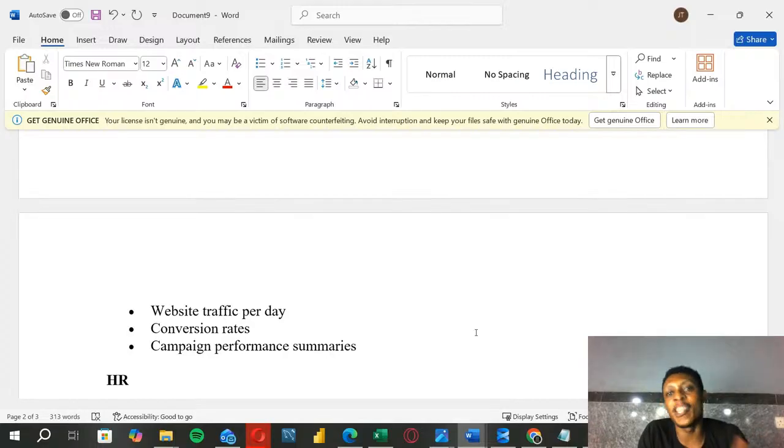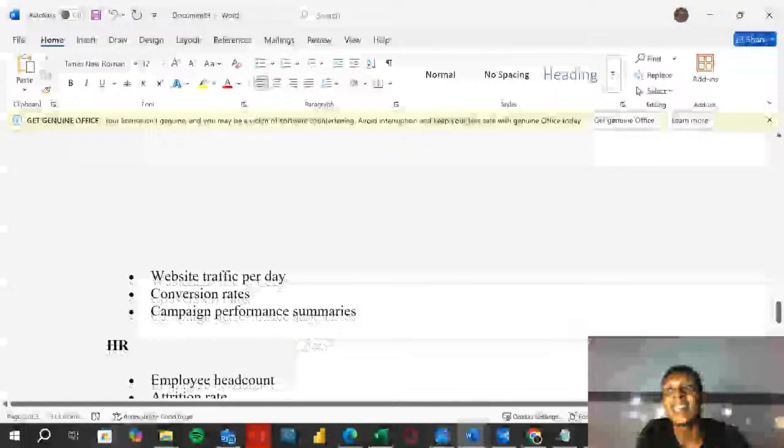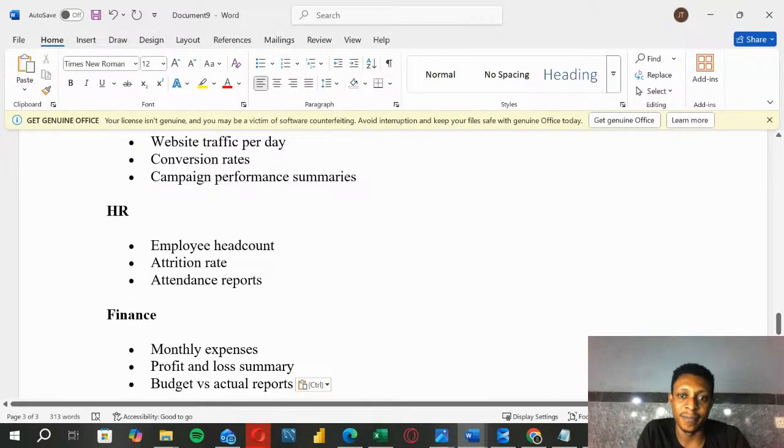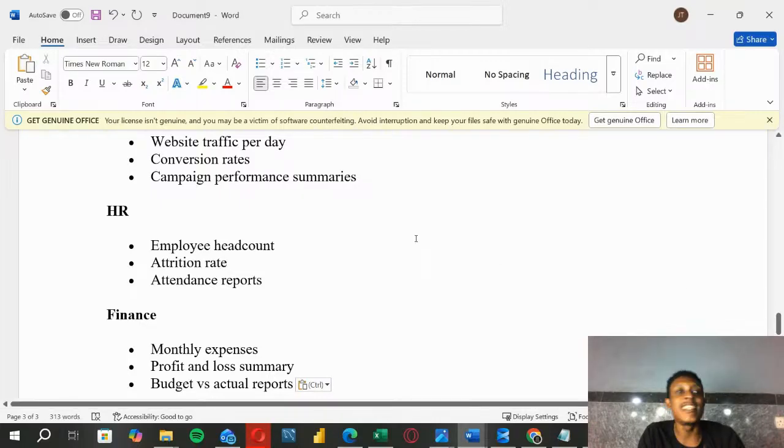Then into HR, if it's into HR: employee headcount, attrition rates, attendance reports. This is an example if it's into HR. Then into finance, we have monthly expenses, profit and loss summary, and budget and actual reports. So these reports help leaders to see the situation.